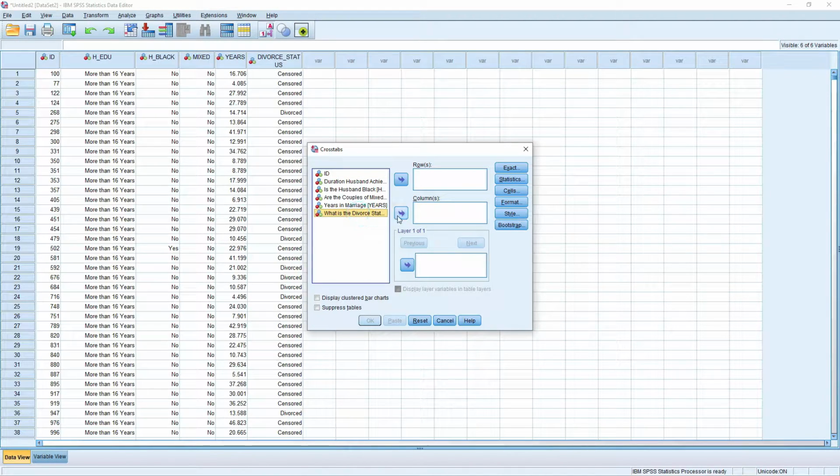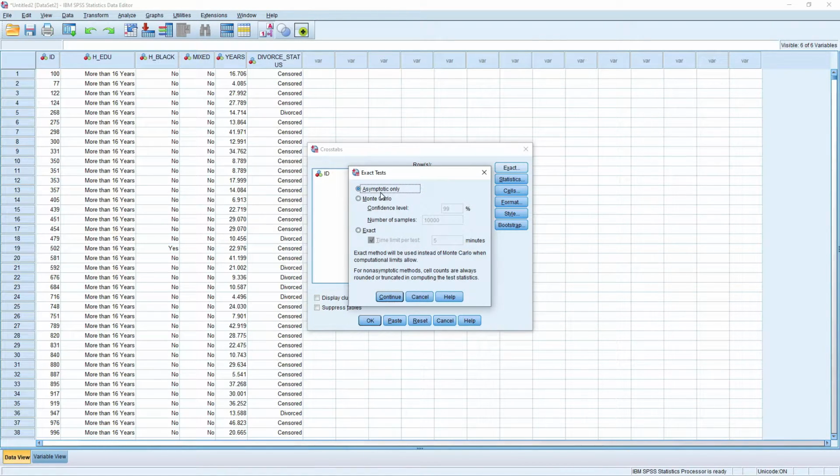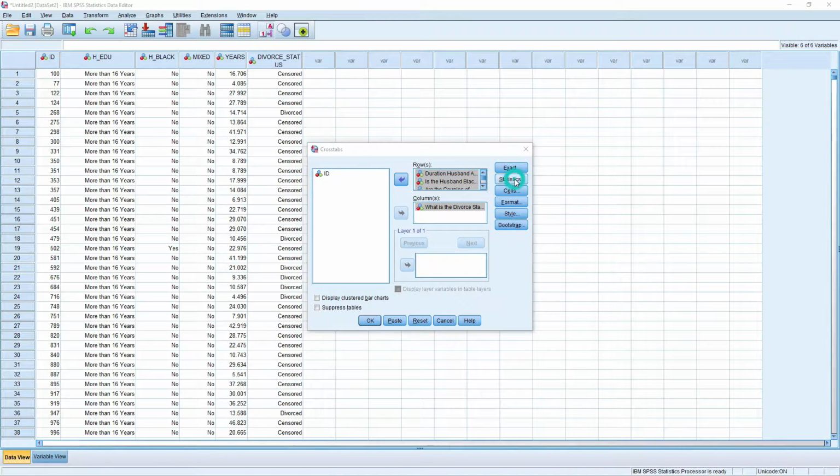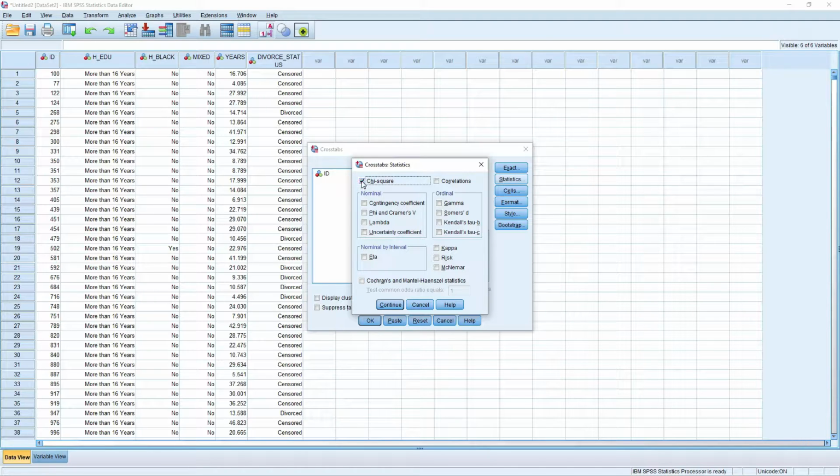The columns will have the y variable, or the dependent variable. What is the divorce status? We're going to check this as the dependent variable, while the rest are going to be used as the rows, or the independent variables. Checking if we have to use Exact, this is okay. Don't have to change anything. Checking the Statistics, we are going to use the chi-square.